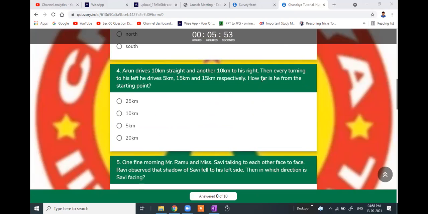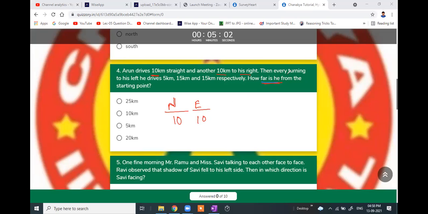Arun drives 10. What is the question here? How far is he from the starting point? First he drives 10 kilometers. Here direction is not mentioned. In this type of questions, we can predict any direction initially. I'm taking initially north, and the distance is 10 kilometers. Another 10 kilometers to his right. North to right means east. The distance is 10 again.